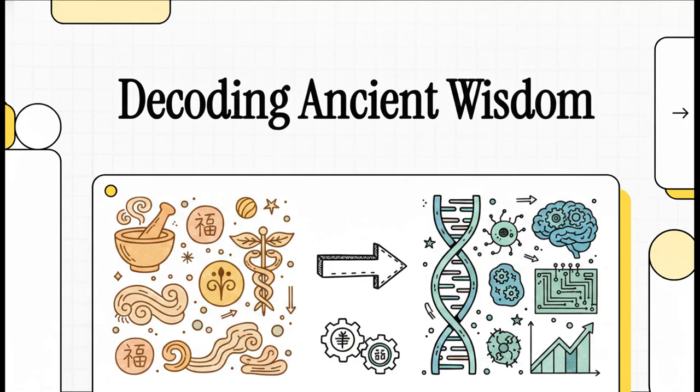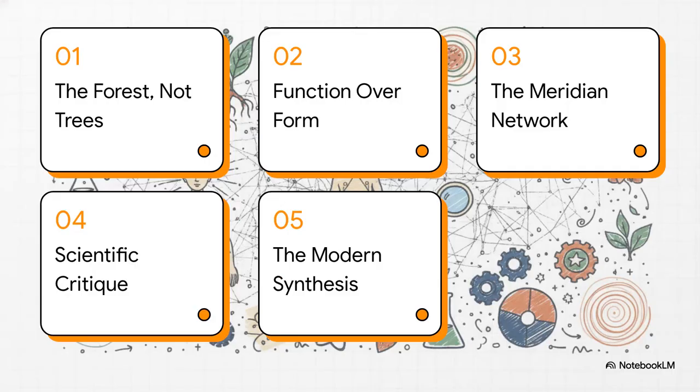So get ready, we're looking at 2,000 years of history through the rigorous lens of 21st century science, decoding how these ancient practitioners were actually building complex systems models way before we even had the vocabulary for it. Okay, here's our roadmap for today. We're going to start with the forest, not trees, then move on to function over form, explore the meridian network, get into the scientific critique, and finally wrap up with the modern synthesis. Let's just dive right in.